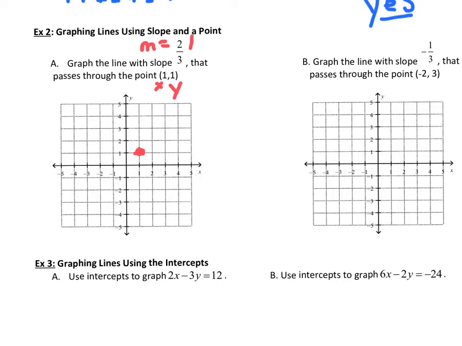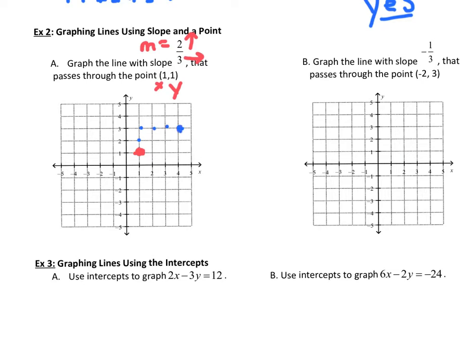Since 2 is on top and it's positive, it means we'll go up 2. And since 3 is on bottom and it's positive, we will go to the right 3. So from the dot we made, we count up 2 and to the right 3.